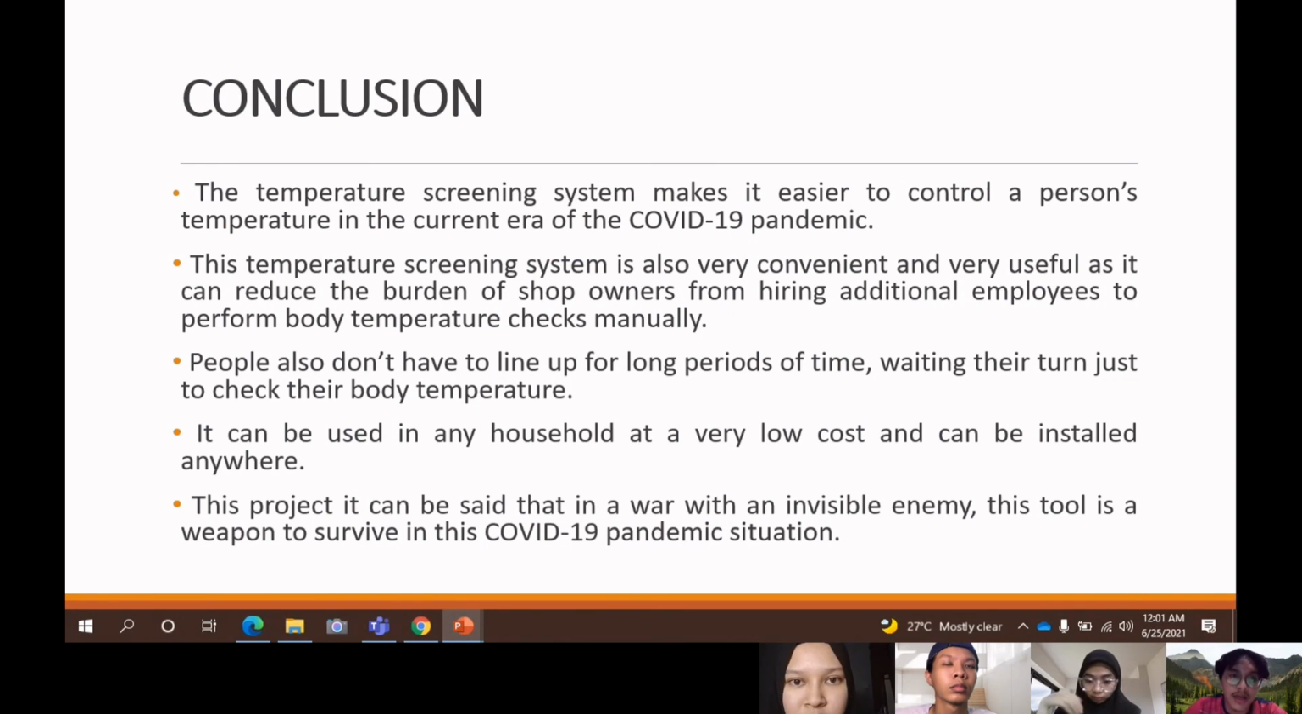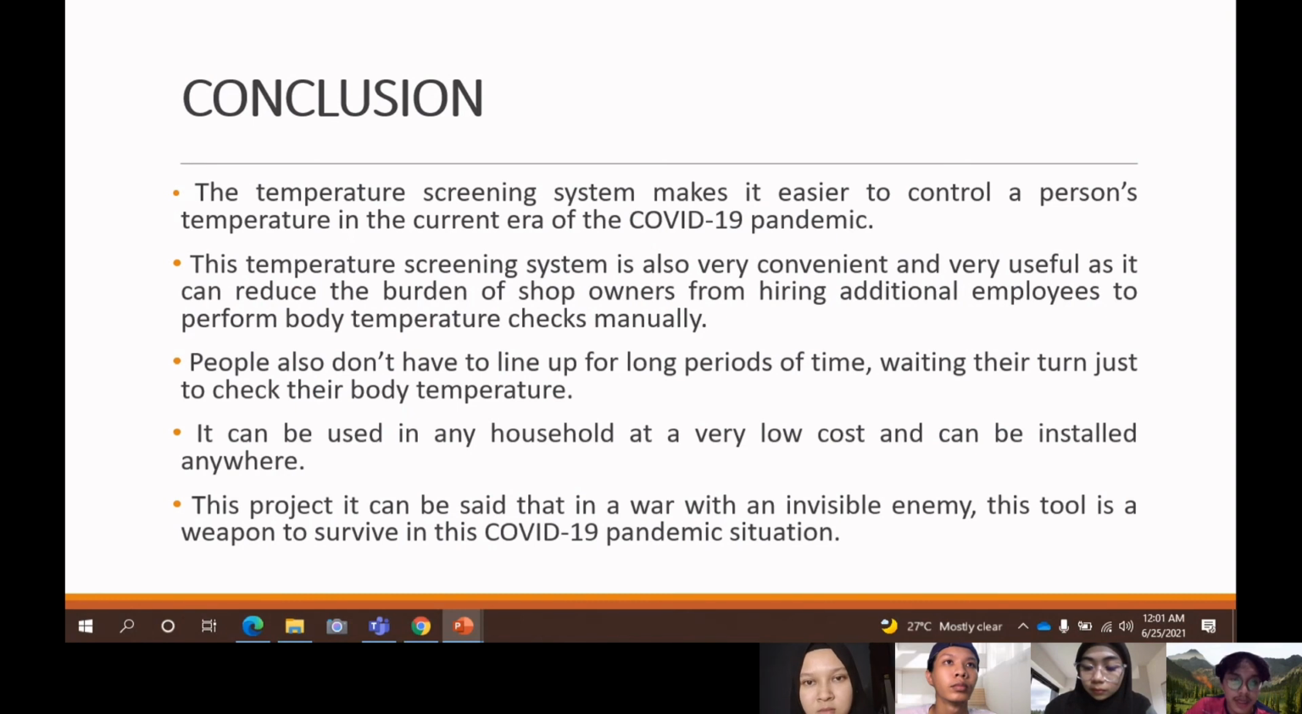Okay, this is the conclusion for overall project temperature screening system. The temperature screening system makes it easier to control a person's temperature in the current era of the COVID-19 pandemic. This temperature screening system is also very convenient and very useful as it can reduce the burden of shop owners from hiring additional employees to perform body temperature checks manually.